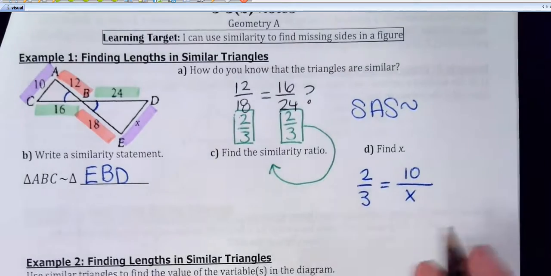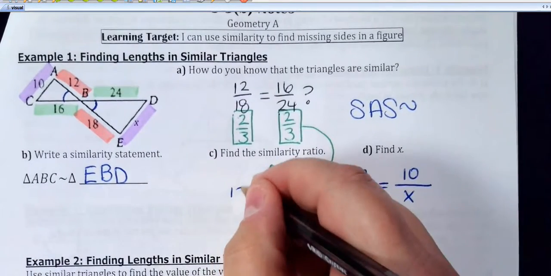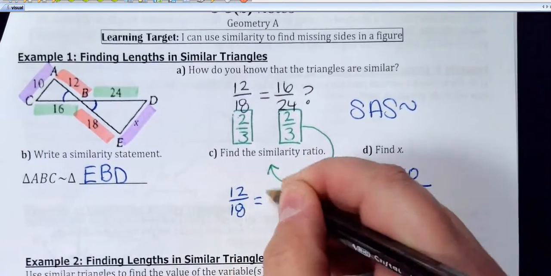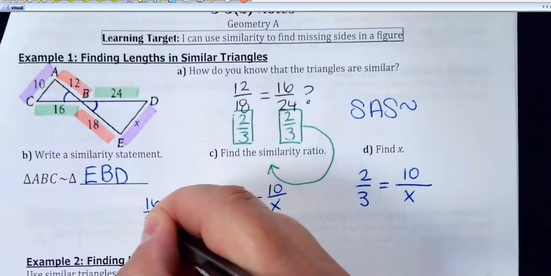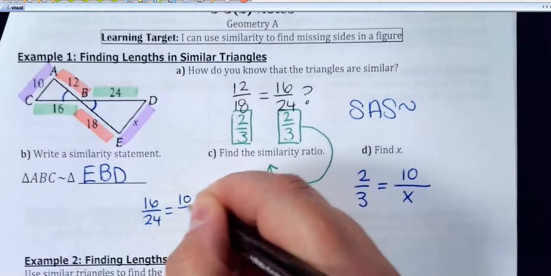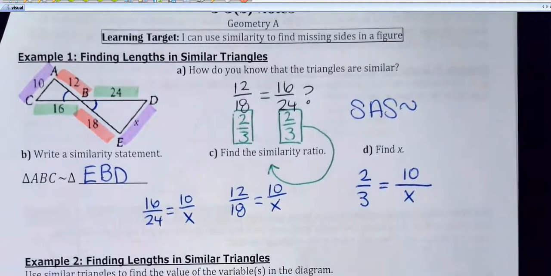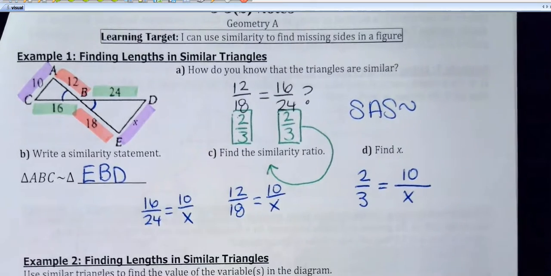Now, if you wanted to, you could use the sides. You could do like 12 over 18 is 10 over X. You could also do 16 over 24 equals 10 over X. Any of those would give you the answer. You can also use the similarity ratio, and I promise if you solve any of those proportions, you'll get the same answer. It's just going to be a little bit different work.